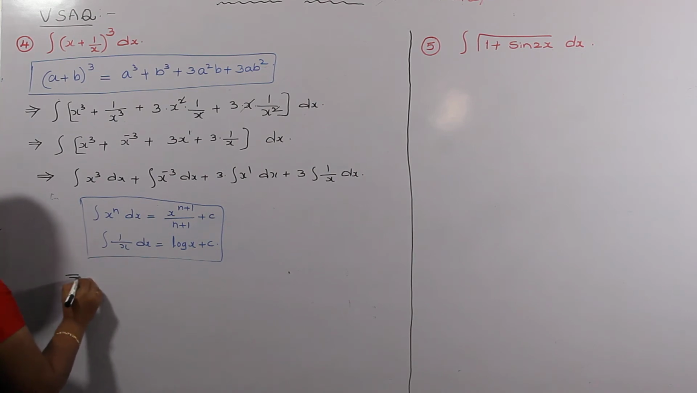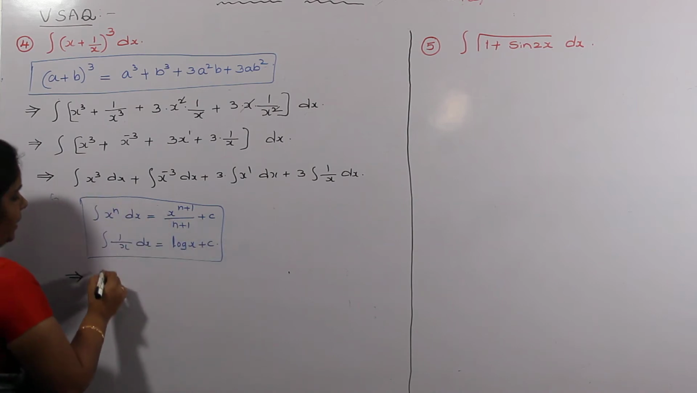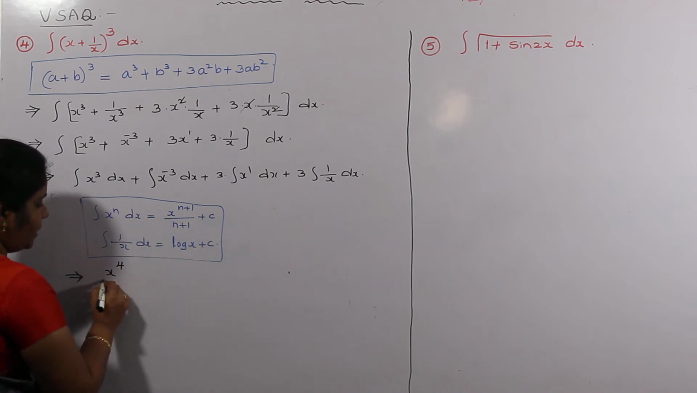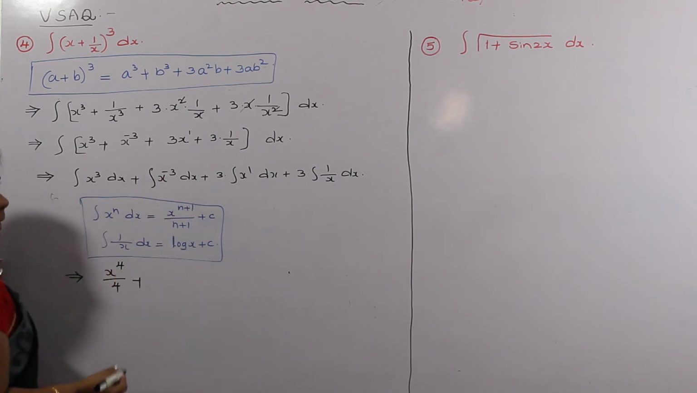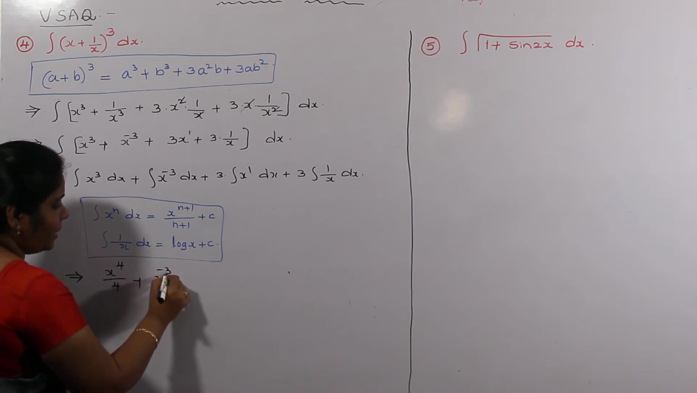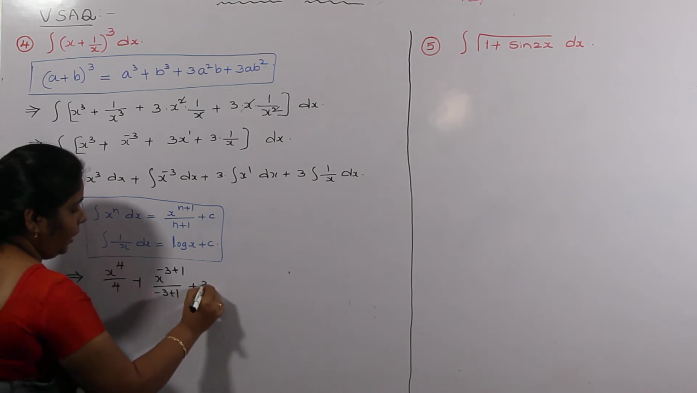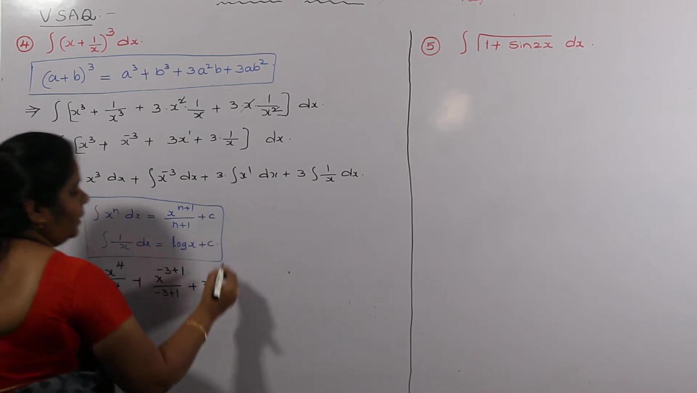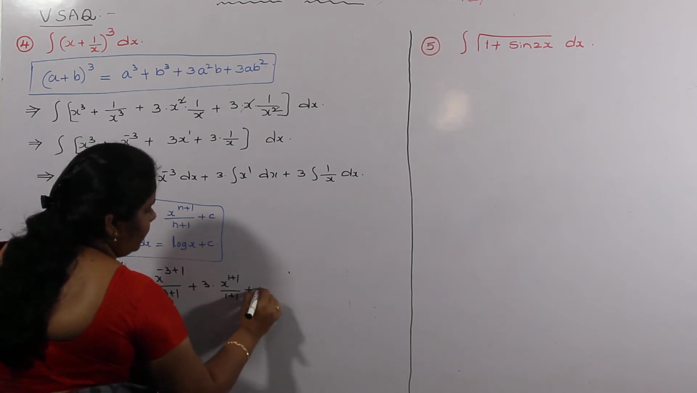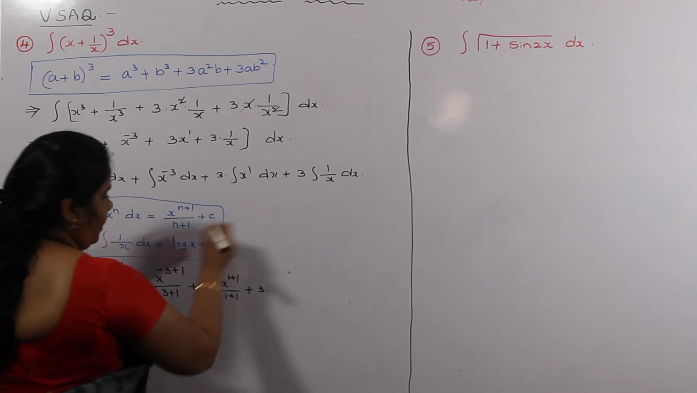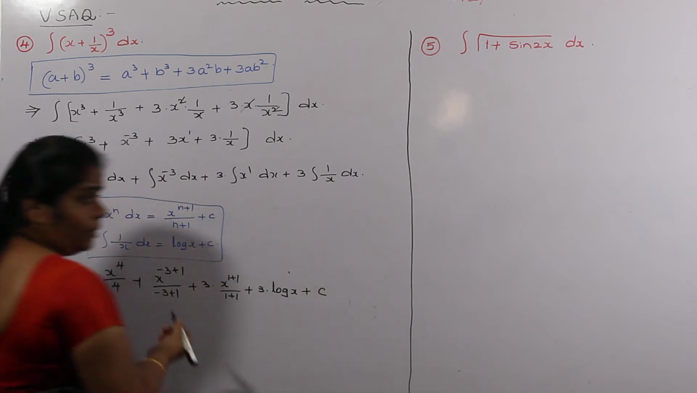Now it becomes integral of x power n plus 1 by n plus 1, that is x power 3 plus 1 by 3 plus 1, that is x power 4 by 4, plus here n is equal to minus 3, x power minus 3 plus 1 by minus 3 plus 1, plus 3 into here n is equal to 1, that is x power 1 plus 1 by 1 plus 1, plus 3 into integral of 1 by x is log x. After the integration we are adding the integral constant plus c.